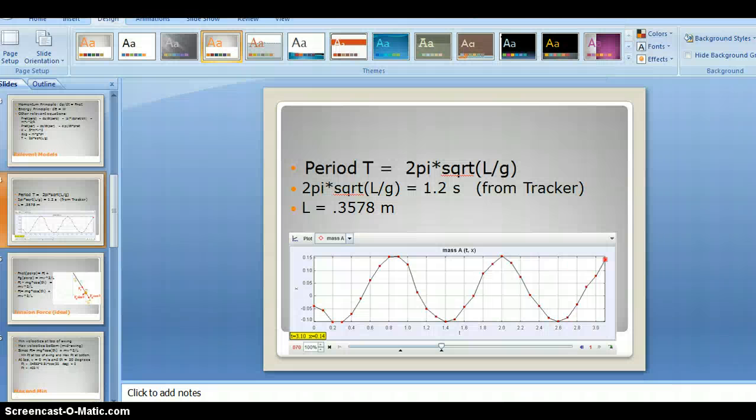To find the radius of the kissing circle, I needed to find the length of the rope, and the period of a pendulum is equal to 2 pi times the square root of length divided by gravity. So using this equation and using the period through Tracker, which is just the difference in peaks in seconds, I found that to be 1.2. I was able to measure L, the length, to be 0.3578 meters.